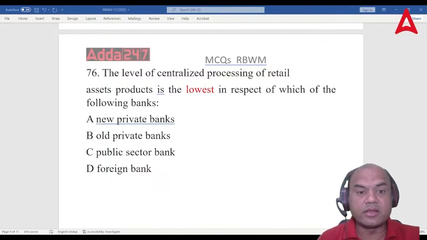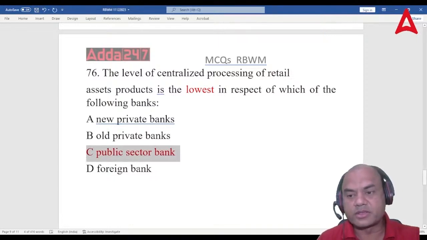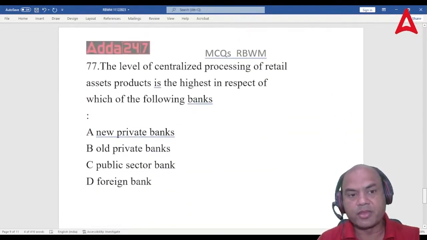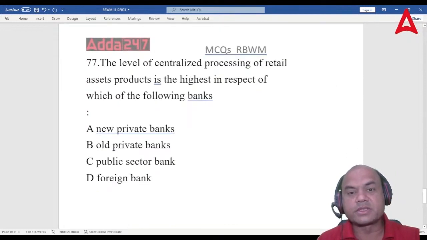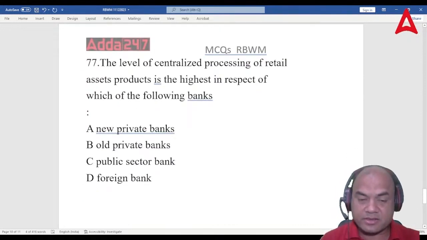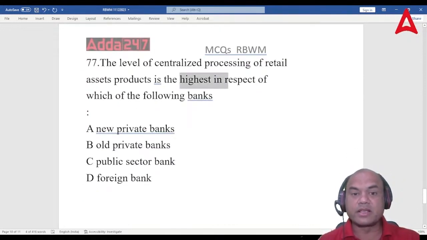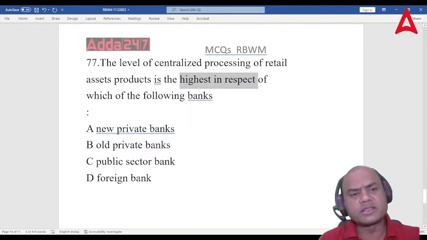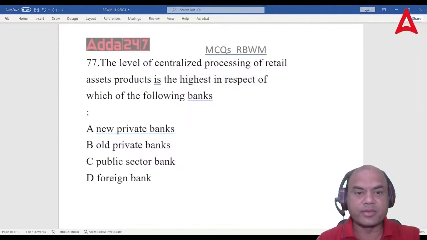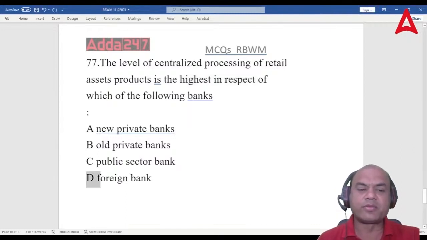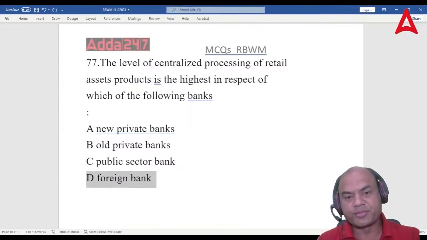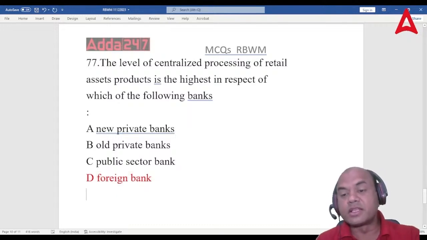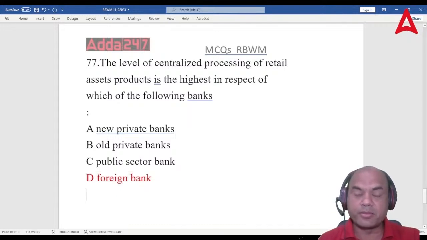So it is lowest in public sector banks. Remember this. Public sector banks. C is the answer. Okay. Next one. The level of centralized processing of retail assets is highest in respect of which of the banks? Highest. So everything is centralized. Everything. It's highest in which banks then? Obviously now this will be foreign banks, right? Foreign banks. So these were the questions for this RBWM.